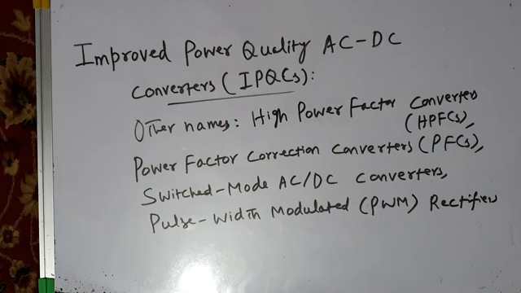And why are they called switch mode AC to DC converters? Because in these converters you are using modern self-commutated power semiconductor devices like power transistor, power MOSFET, IGBT, GTO or IGCT, and you are using them in switch mode at very high switching frequency. And why are they called pulse width modulated or PWM rectifiers? Because they use the pulse width modulation technique, the modulation algorithm is a PWM algorithm, which makes them high power factor converters, or power factor correction converters, or improved power quality AC to DC converters.